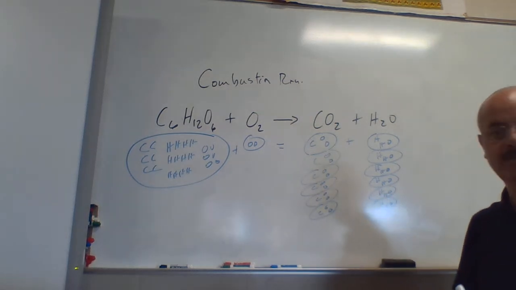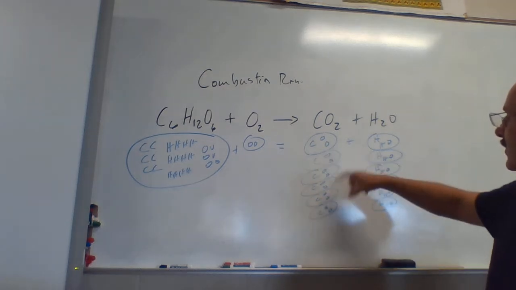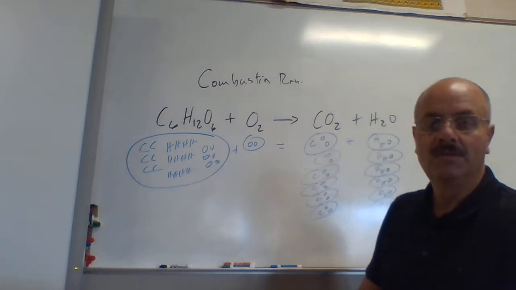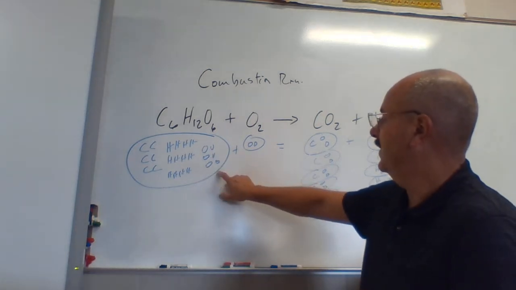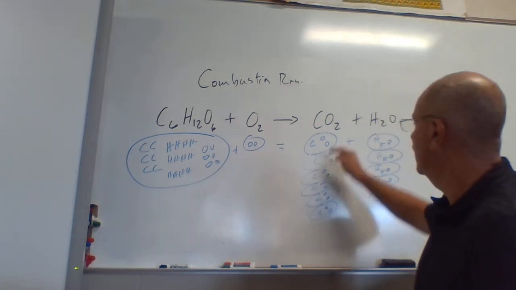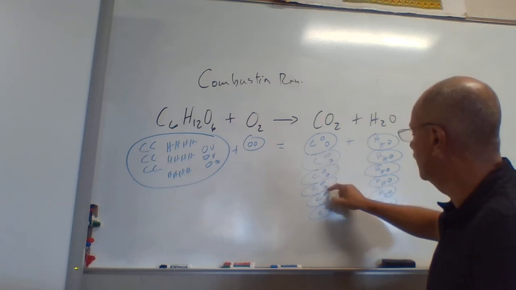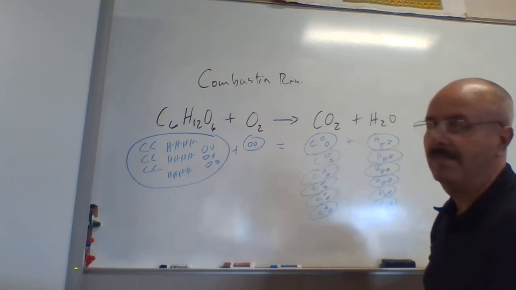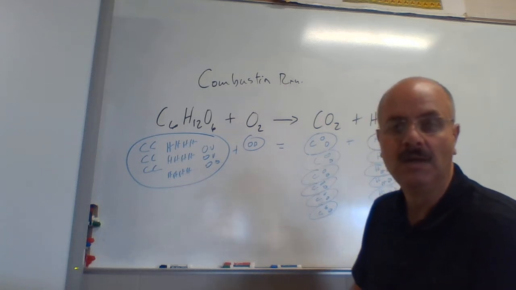12. So there's 12 of them. All right, so now I've got 6 C's, 12 H's. Now I'm up to my O's. If I do my O's, I've got 1, 2, 3, 4, 5, 6, 7, 8 on this side, and on this side I've got 1, 2, 3, 4, 5, 6, 7, 8, 9, 10, 11, 12, 13, 14, 15, 16, 17, 18. That's a weird number.